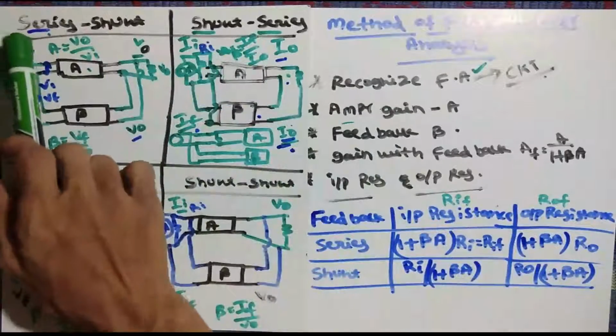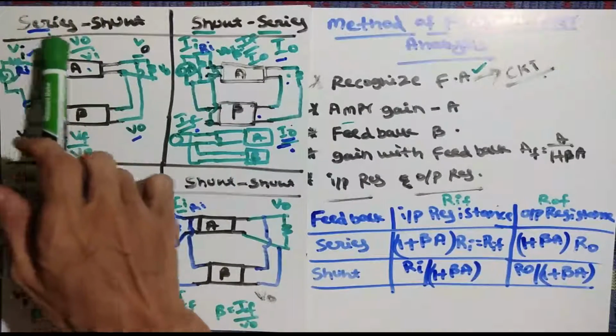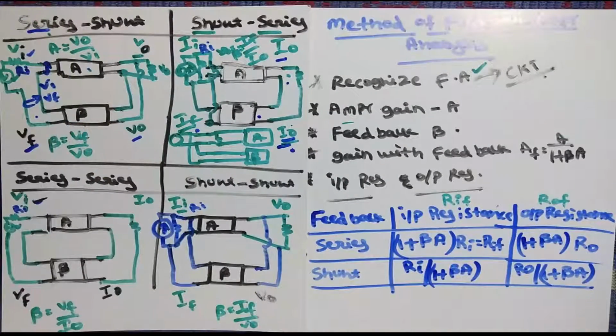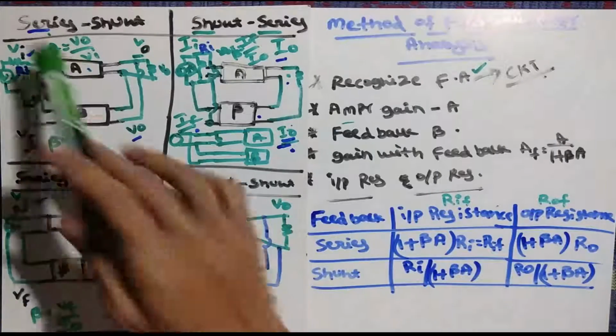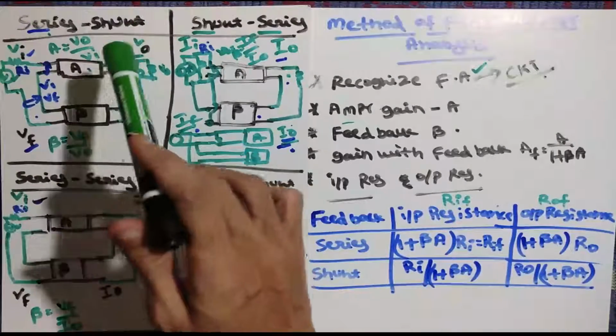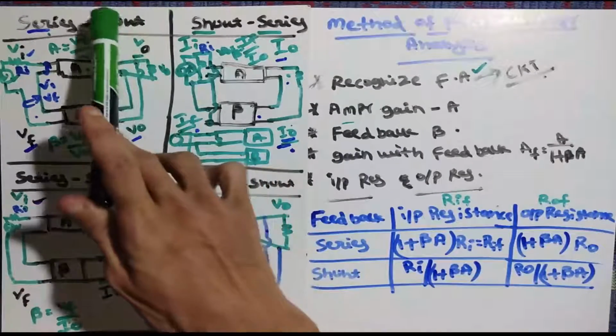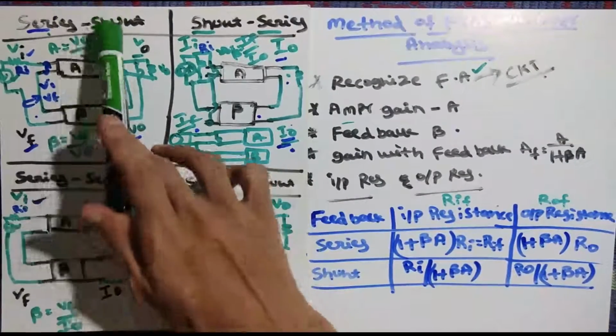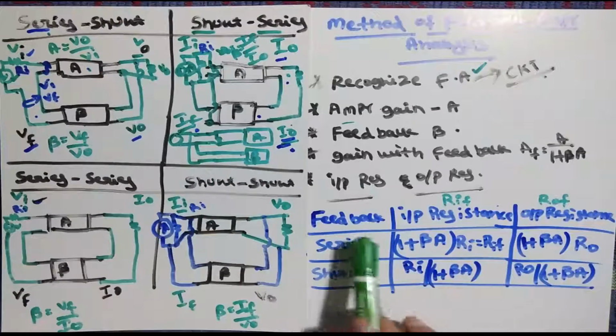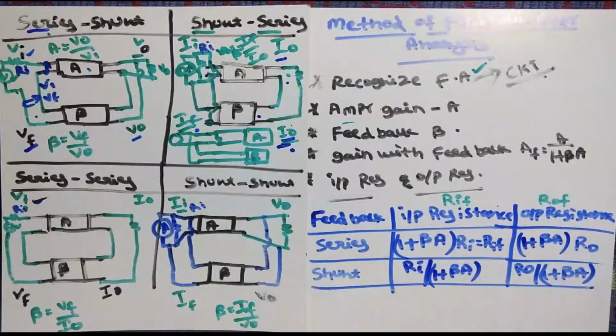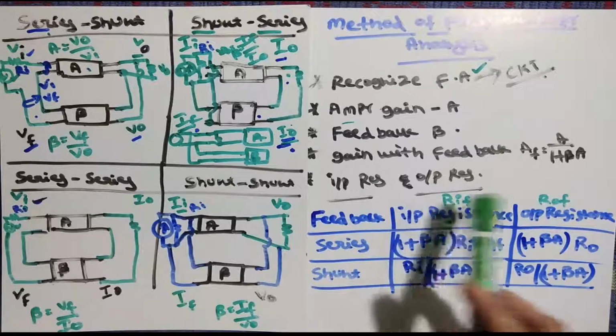In this case, if it is series-shunt, then this one is the series input resistance, so you have to go for the series input resistance option. In a similar way, I have done the shunt output resistance also, so you have to do that shunt output resistance derivation here. I have made a summary of this, which we can get from RIF and ROF.